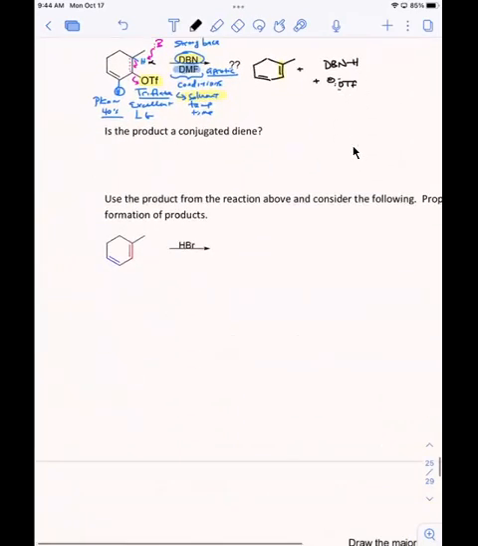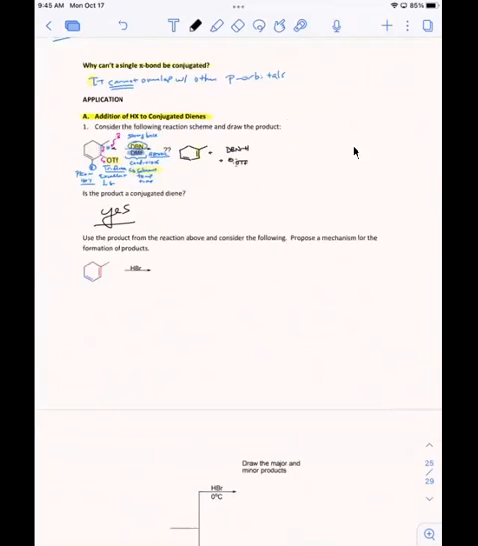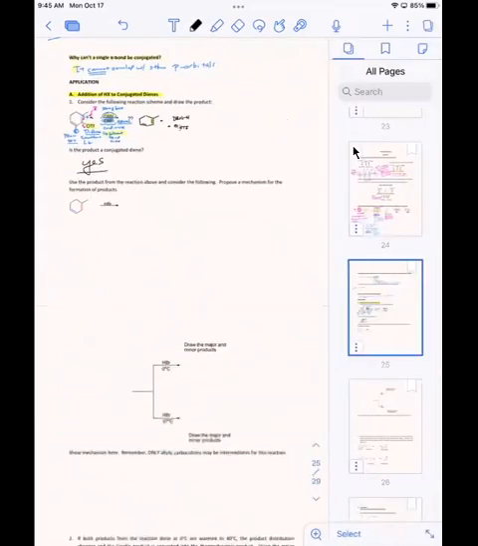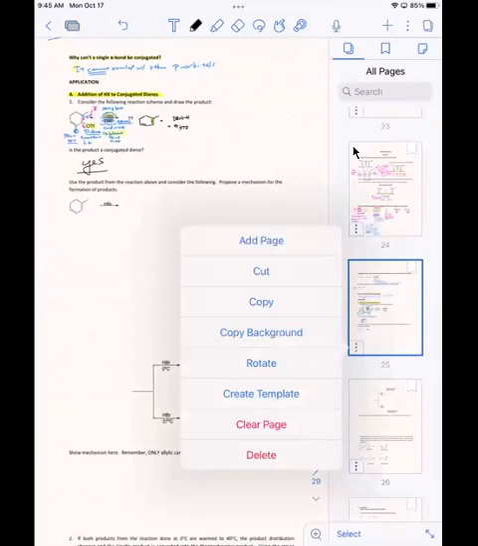So the question is now for the product, is the product a conjugated diene? Does it follow the pattern of alternating? Yes. Good, it is. It follows the pattern of alternating sigma and pi bonds. And so knowing that it's a conjugated diene, we're going to talk about, I should have put a page in, we're going to talk about two reactions of conjugated dienes. Let me go back because I jumped the gun a little bit.